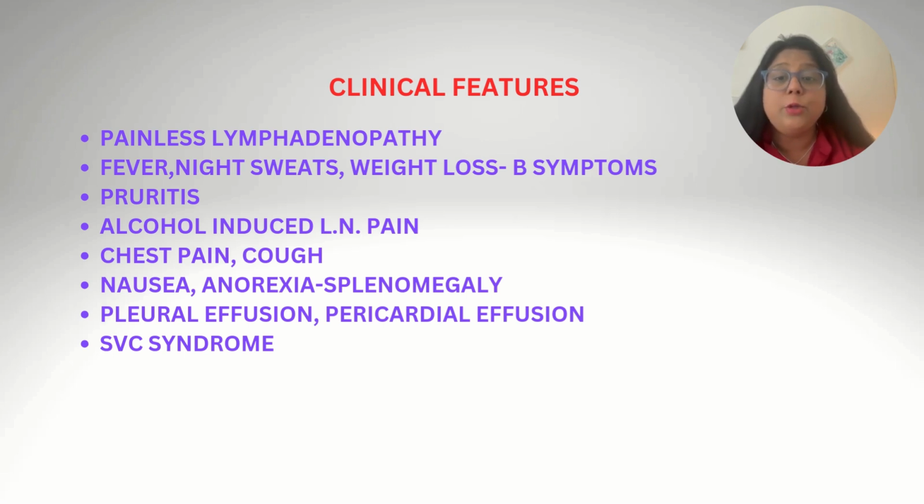Also, they can present with pleural effusion, pericardial effusion, and superior vena cava syndrome, because these are adjacent to the mediastinal lymph nodes, and mediastinal lymph nodes, if commonly involved, then they can affect the pleura, pericardium, and the superior vena cava.